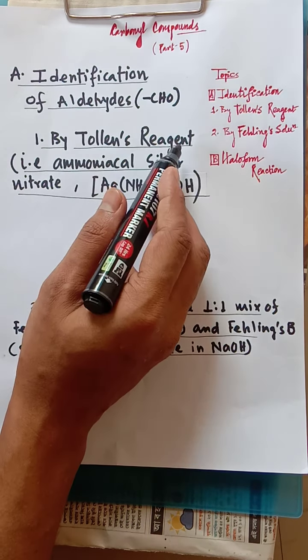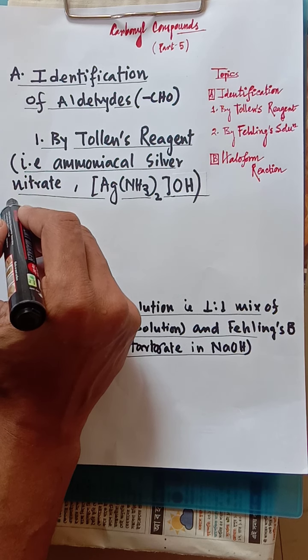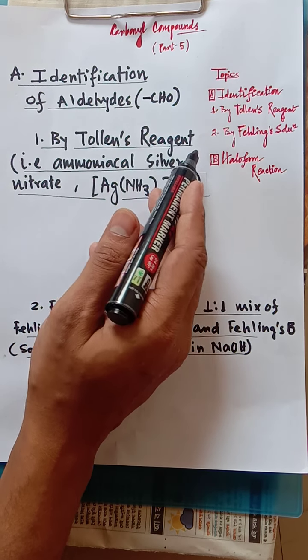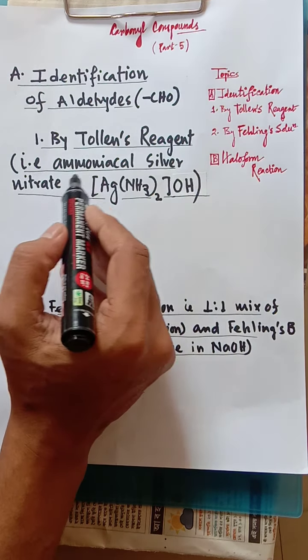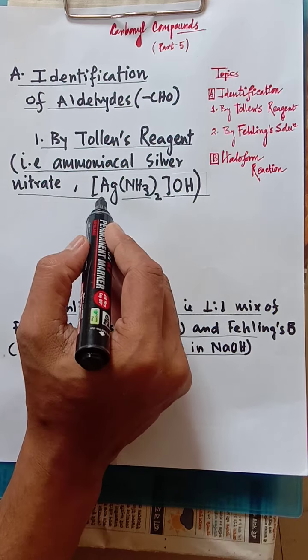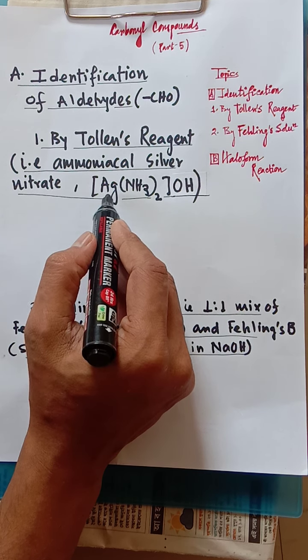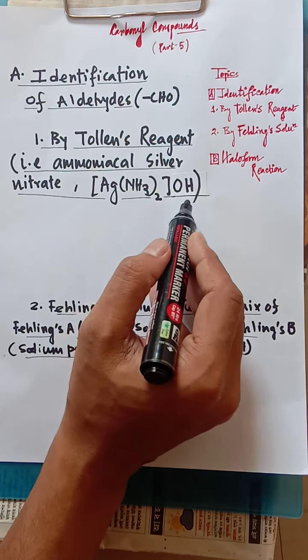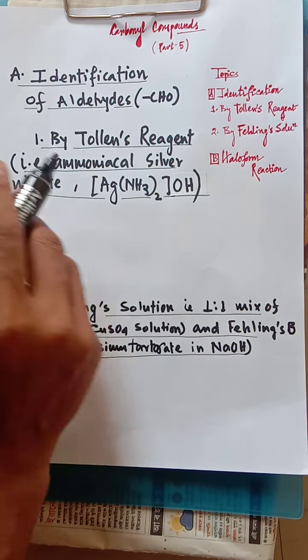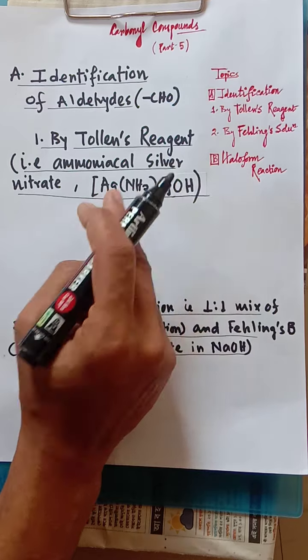First of all, Tollens reagent. What is the meaning of Tollens reagent? That is also a very vital question. A question may be asked: what is the chemical nature of Tollens reagent? How can it be prepared? So it is ammoniacal silver nitrate, and the formula is given by [Ag(NH3)2]OH. This is a complex type of compound of silver and OH. So this is the chemical formula of Tollens reagent.